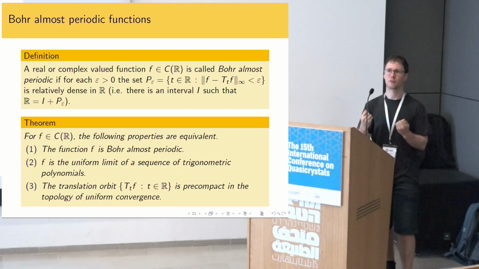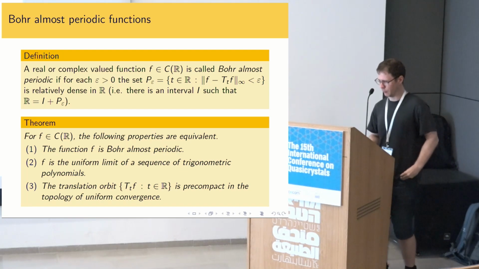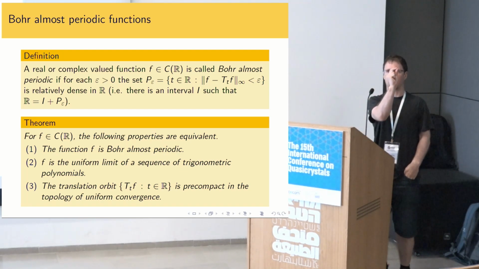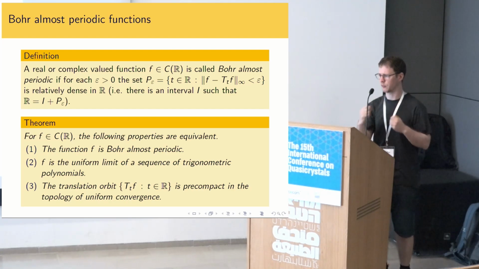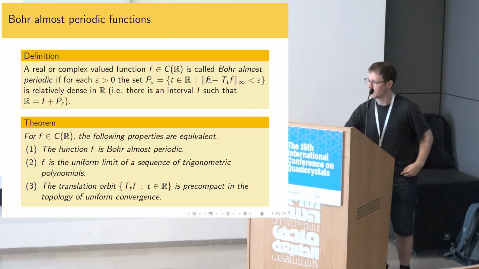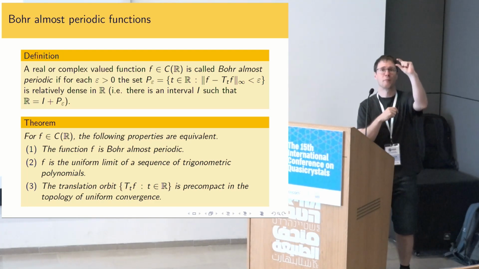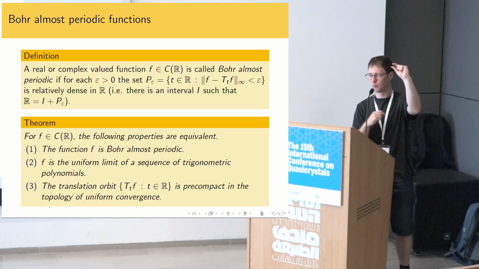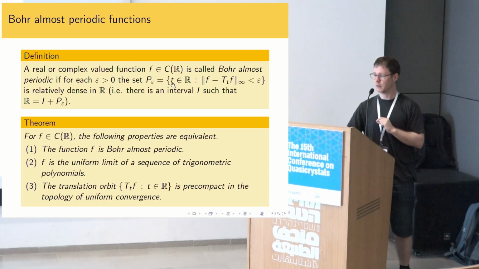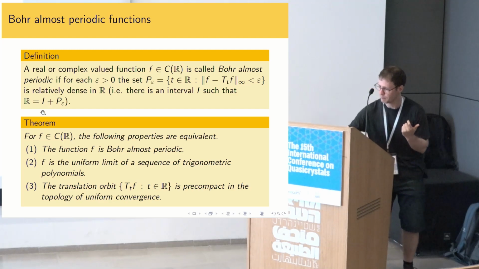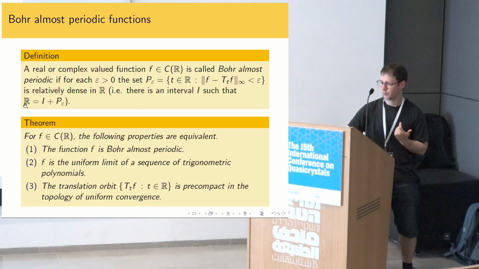Now let me explain what it actually means. We have seen that if we shift the function by the right numbers, then it looks roughly the same. And this roughly the same is this. I take the function f, subtract f of the shifted value, and the supremum, so the maximum distance of those two, should be small. And this should be true for not just one value t, but for a relatively dense set. So what does relatively dense mean? I need to find an interval such that R can be written as I plus P epsilon.